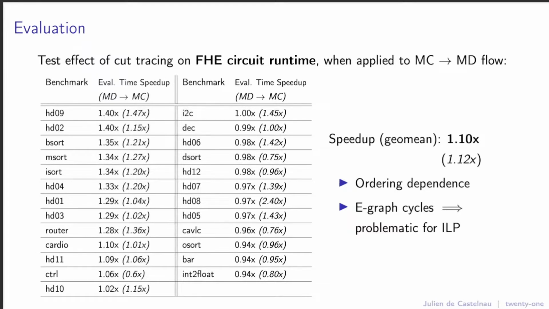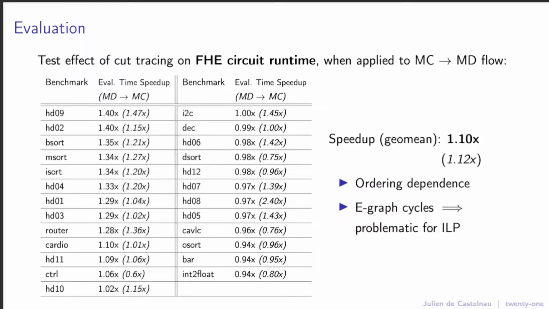We evaluate our flow against the baseline circuit in two scenarios. First, we apply MC reduction with cut rewriting, then MD reduction with ESOP balancing, and the second, we try the other order. The table shows the speedup in the homomorphic evaluation runtime of the cut tracing over the baseline on a suite of benchmarks. The second ordering is in parentheses, so MD, then MC is in parentheses. We can see that in the best cases for the first order, which happens to be the better overall for the baseline, cut tracing can yield up to a 40% speedup. Overall, we get around a 10% speedup.